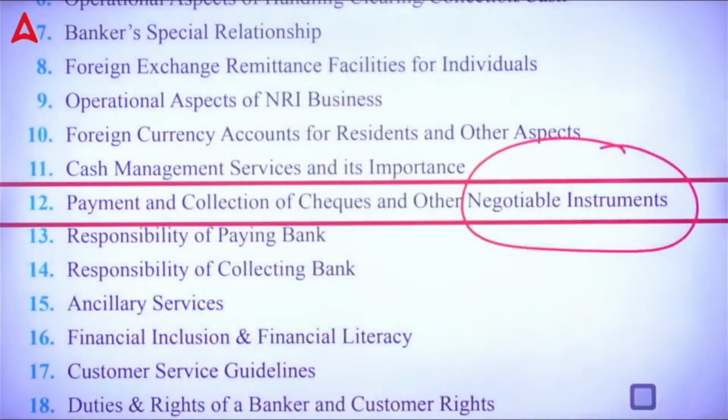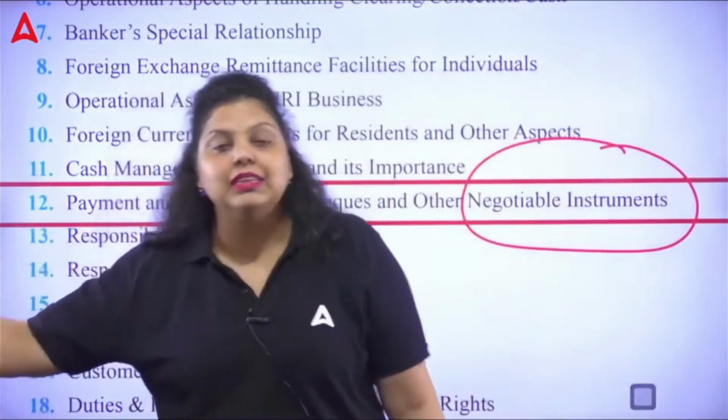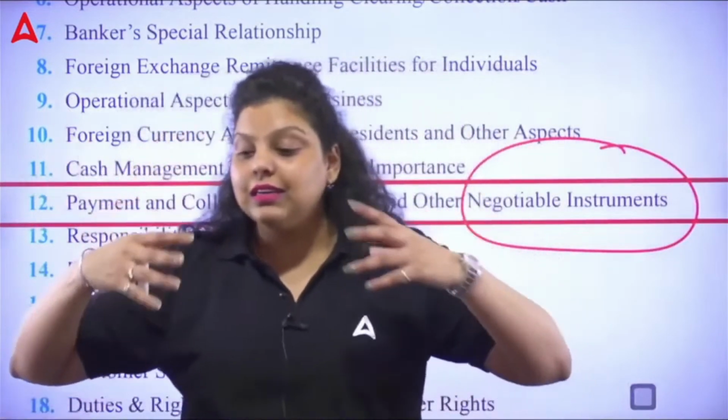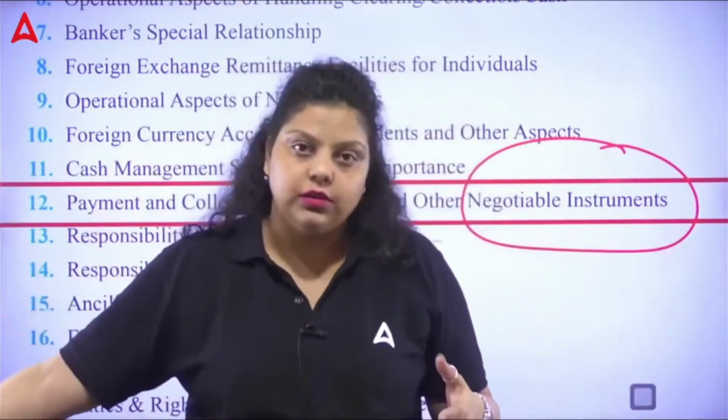So a negotiable instrument is simply a transferable instrument which gives a guarantee to the party that their money will be transferred by the person who has taken a certain service or a certain amount of money from you, on a specified date or on demand.